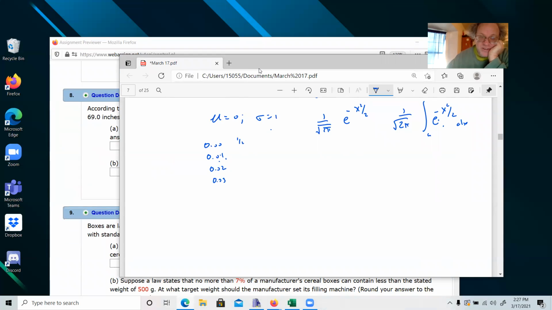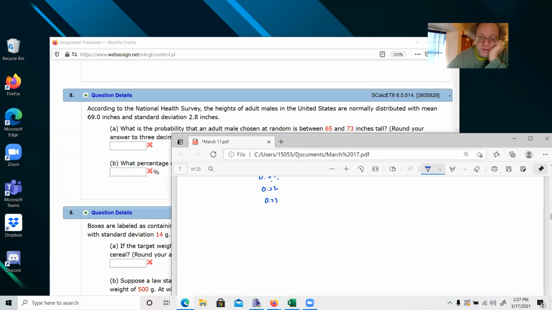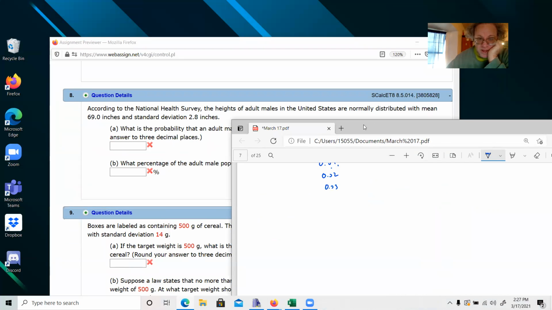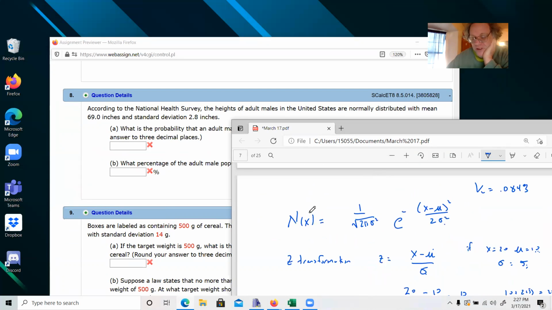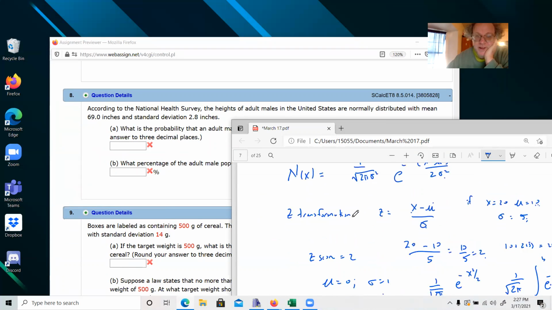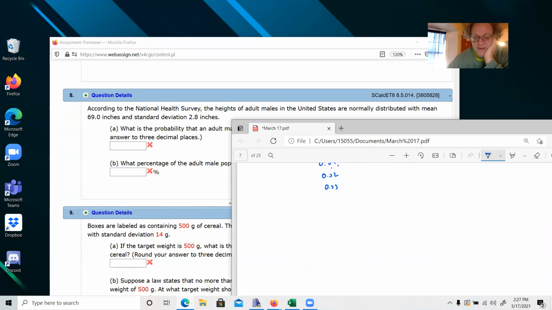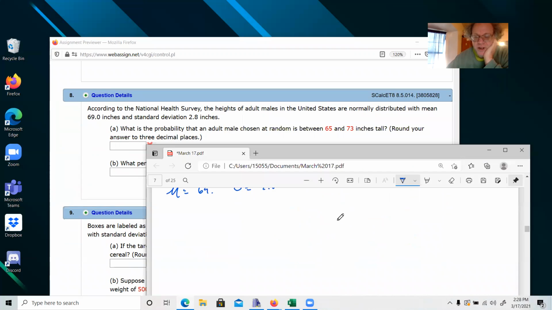Okay, so if I was going to do this with calculus at this point, I'm looking at number 8, and I'm not going to. The heights of adult males are normally distributed. You need that to be said so that you know that this monstrosity applies. We have a mean of 69, so mean is equal to 69, and standard deviation is equal to 2.8. And they want to know the probability between 65 and 73.